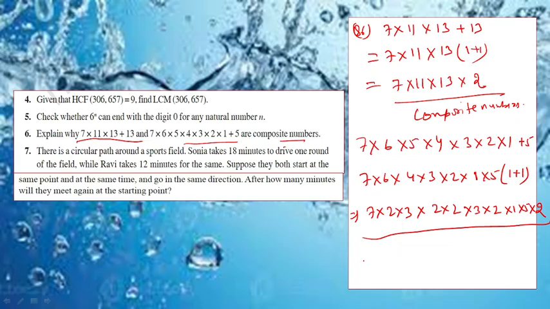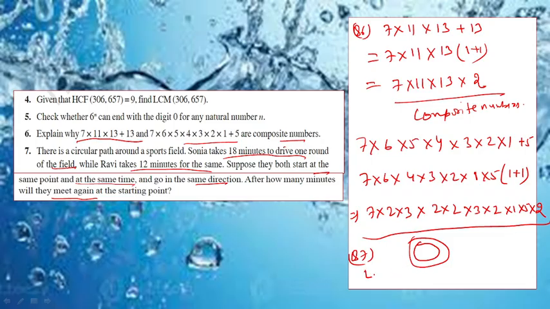Question number 7. It is given that there is a circular path around a sports field, and Sonia takes 18 minutes to drive one round of the field and Ravi takes 12 minutes for the same. They both start at the same point and at the same time and go in the same direction. After how many minutes will they meet again?